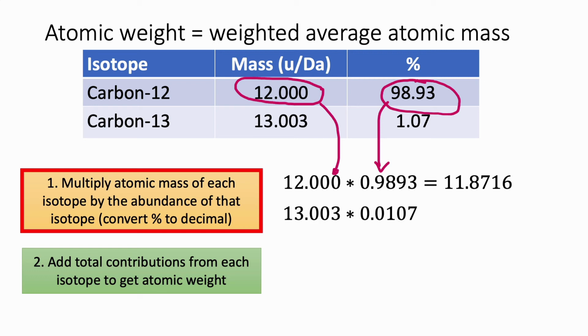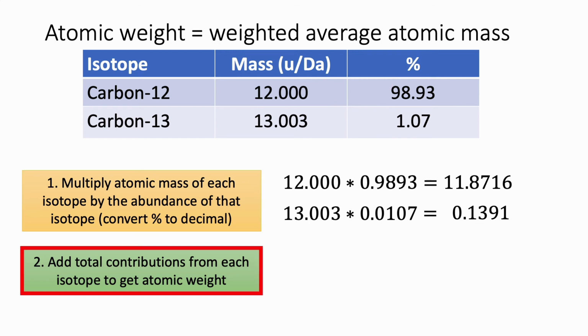Now we're going to do the exact same calculation with carbon-13. So the mass of carbon-13 times the abundance as a decimal instead of a percent. That gives us 0.1391. When you add these both up, which is step 2, what you get is 12.0107. And that is the atomic weight of carbon. Now, if you remember back to the periodic table entry that I showed you for carbon, it's a 12.011, so that's rounded a bit, but this is the average atomic mass of carbon.